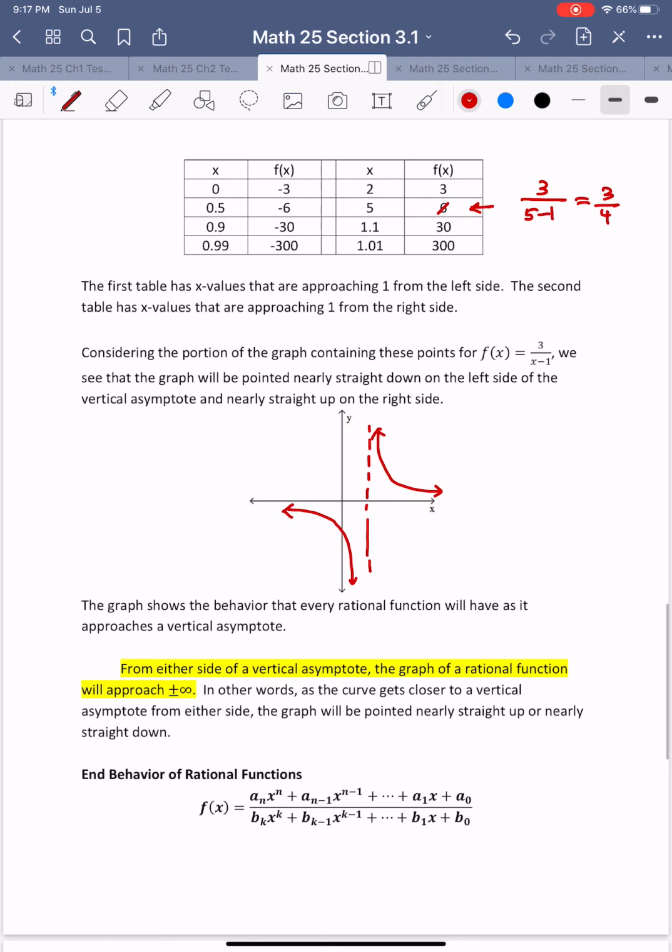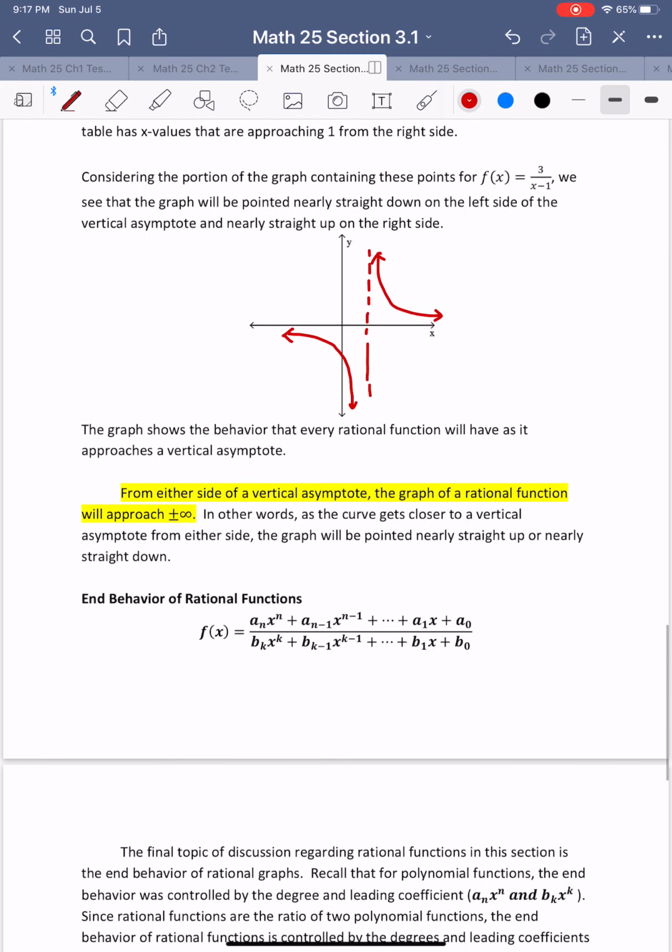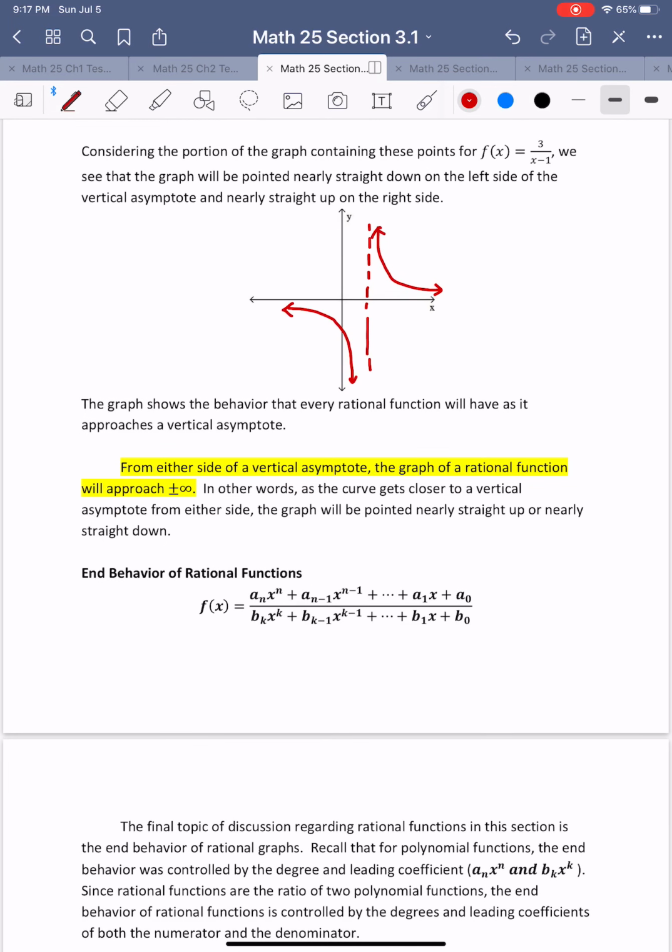Okay? So when x goes to infinity, f of x goes to 0. But when x goes to 1, it's going to be positive infinity on one side, or negative infinity on the other side. So for either side of the vertical asymptote, the graph of the rational function approaches positive infinity on one side and negative infinity on the other as x approaches 1.